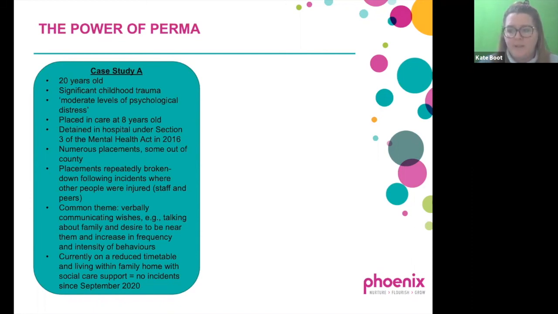Within our setting, following an incident, we reviewed the package of support alongside social care and CAMS, and the person is currently on a reduced timetable, living within their family home with regular support from social care, and we've not experienced any behaviours of concern or had an incident since last September.